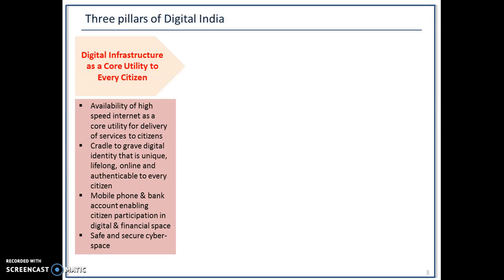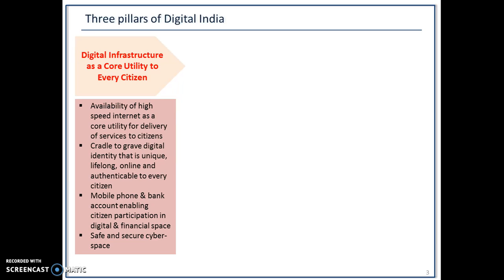So, availability of high-speed internet as a core utility for delivery of services to citizens, and a cradle to grave digital identity that is unique, lifelong, online and authenticable to every citizen. You must have heard about Aadhaar, right? A few months ago there was a lot of noise regarding Aadhaar, that people have to take their Aadhaar numbers and link the Aadhaar to bank accounts, to their mobile phones and to other government schemes. So that is the reason.